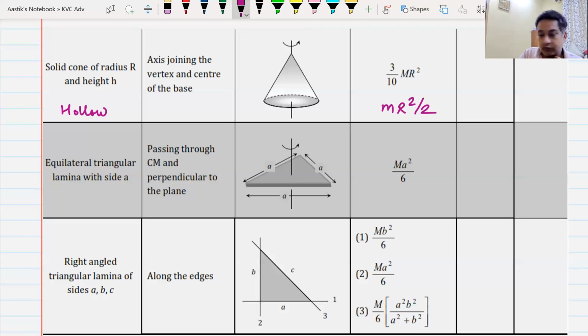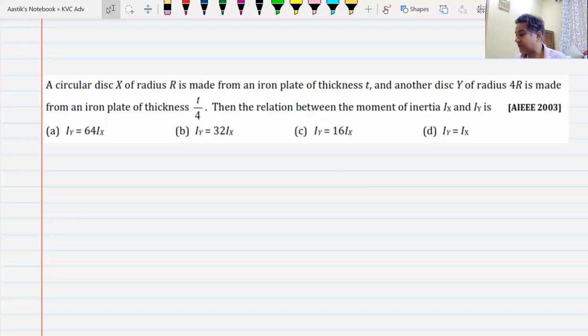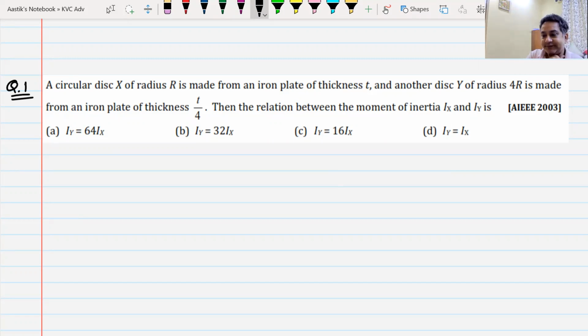Then this is the first question that comes. A circular disc X of radius R is made up of a copper plate of thickness t. Another disc Y of radius R is made up of an iron plate of thickness t by 2, t by 4. Find the relation between moment of inertia Ix and Iy about this axis. How will you do this? They are made from the same iron plate. I hope you understand this.